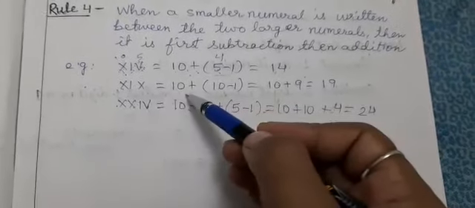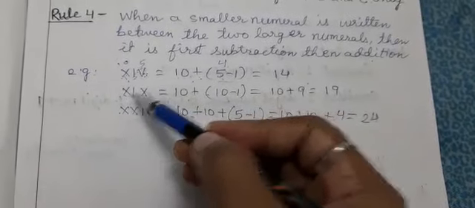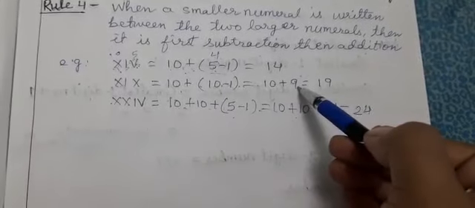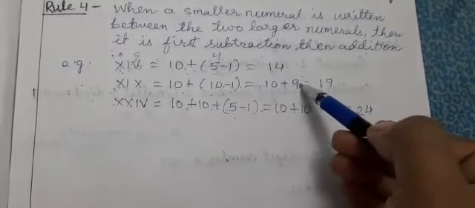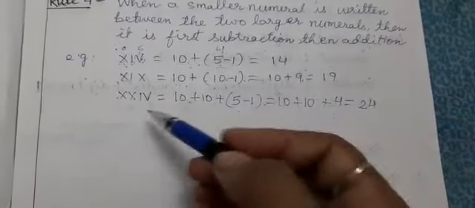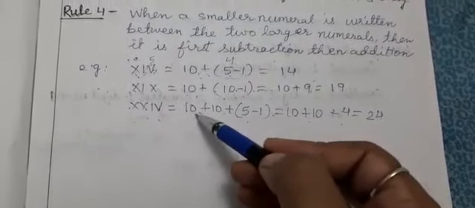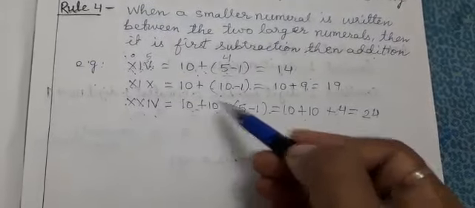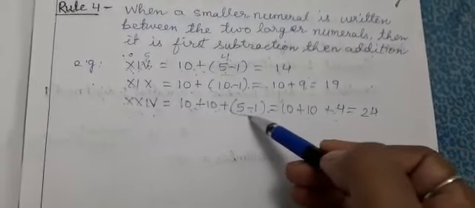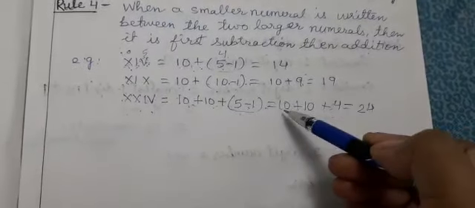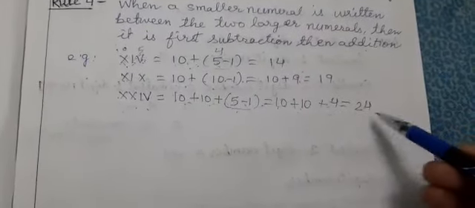XIX. X is 10 plus IX, 10 minus 1. So 10 minus 1 is 9. First we subtract, then we add with 10, that is 19. XXIV. So 10 plus 10 plus 5 minus 1. First we subtract 5 minus 1, that is 4. Then we add 10 plus 10 plus 4, that is 24.